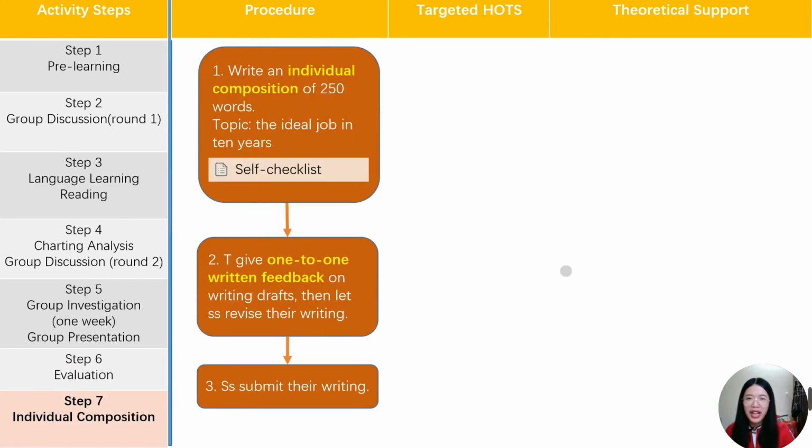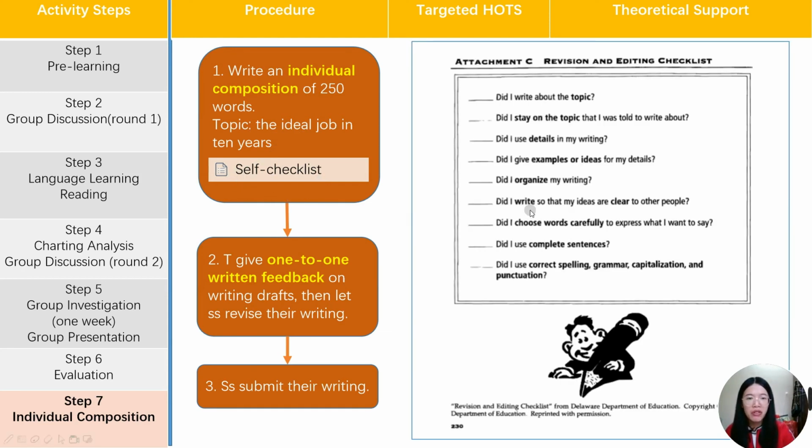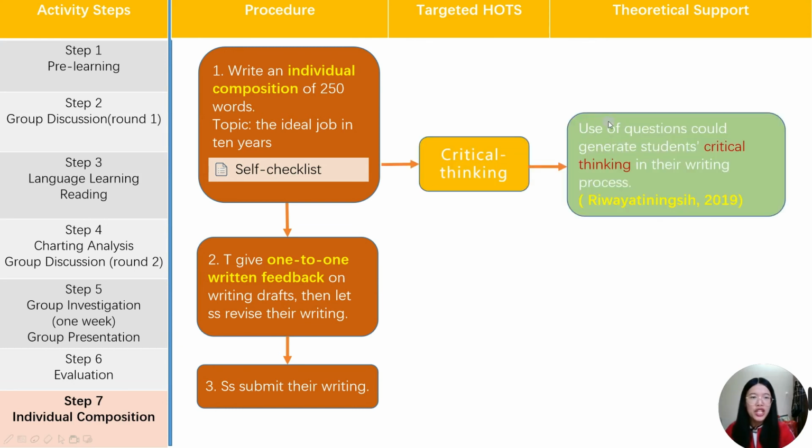Now let's move on to the final step. In this step, students will be asked to write an individual composition, and the topic is the ideal job in 10 years. And please note that at the very beginning, the teacher will give students a self-checklist, which includes a series of questions to guide their writing, like did I write about a topic, did I use details? Studies show that the use of questions could generate students' critical thinking and improve their writing process.